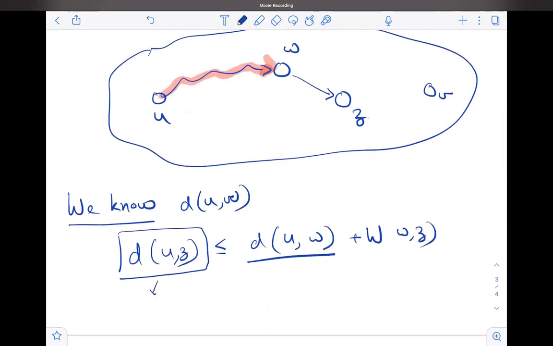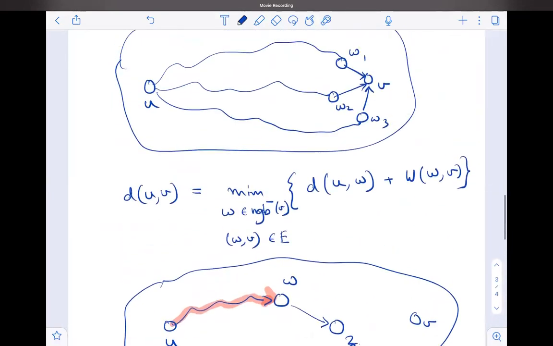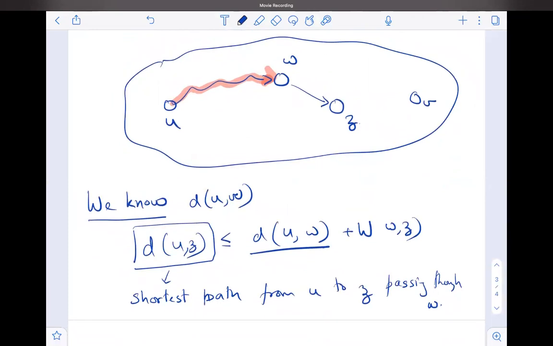So this will give you the shortest path from u to z passing through w. So there are two concepts that we have here. You guys have told one of them. Just one thing, this is not what I was saying. You are saying something similar to this, just one step ahead. I'm actually one step ahead of what you're saying.